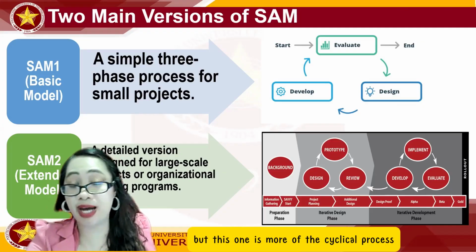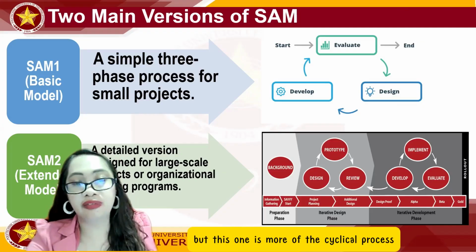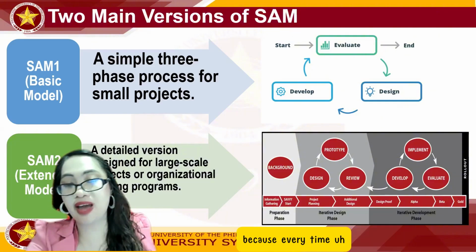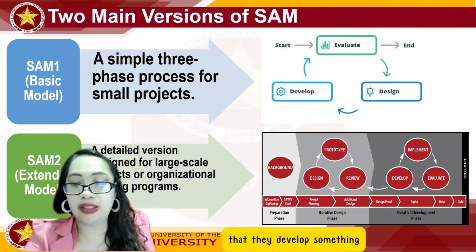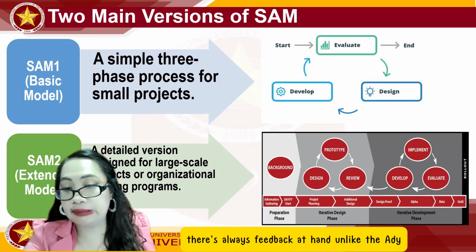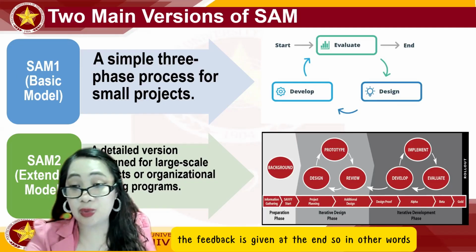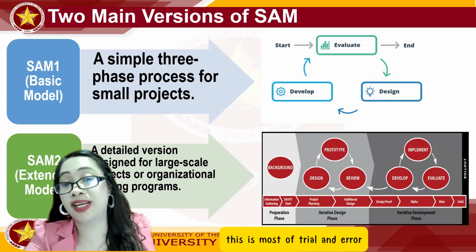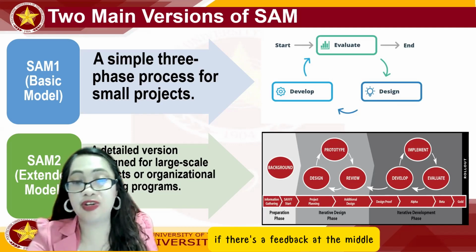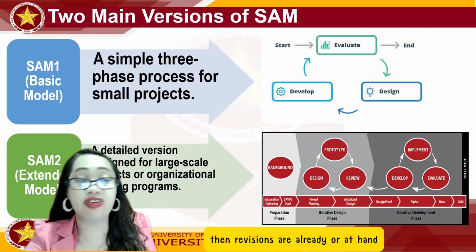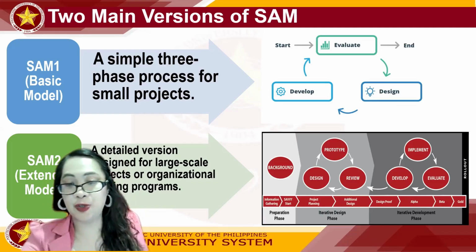The same as the ADDIE, but this one is more of a cyclical process because every time that they develop something, there's always feedback at hand. Unlike the ADDIE, where the feedback is given at the end. So in other words, this is most of trial and error. If there's feedback at the middle, then revisions are already at hand.